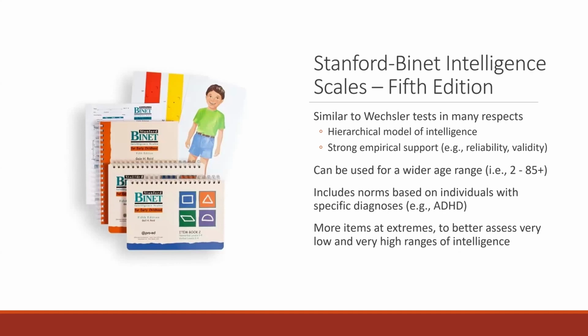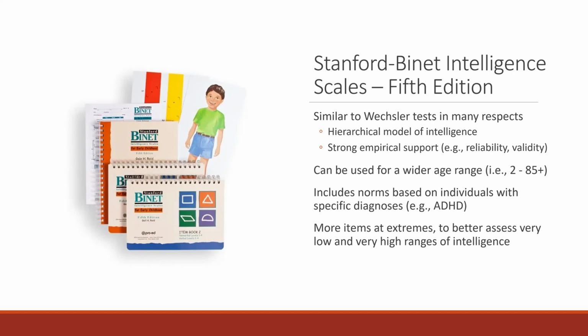Another popular test that also has a big history is the Stanford-Binet intelligence scales. And these are very similar to the Wechsler tests in many respects. So they follow the same hierarchical model of intelligence. They have strong empirical support. So similarly, they have good reliability and good validity.